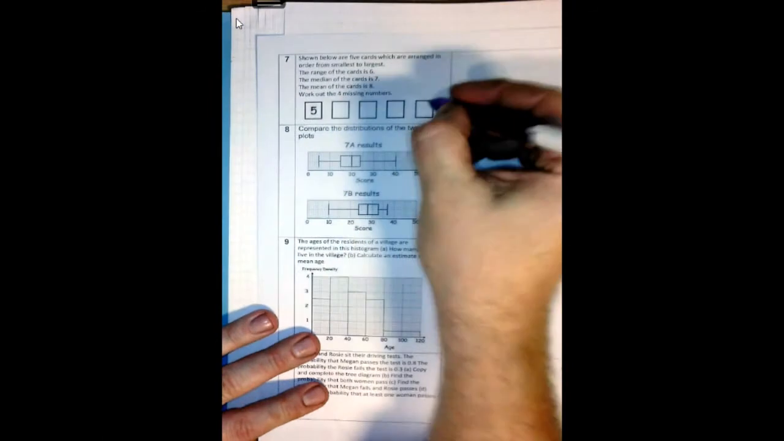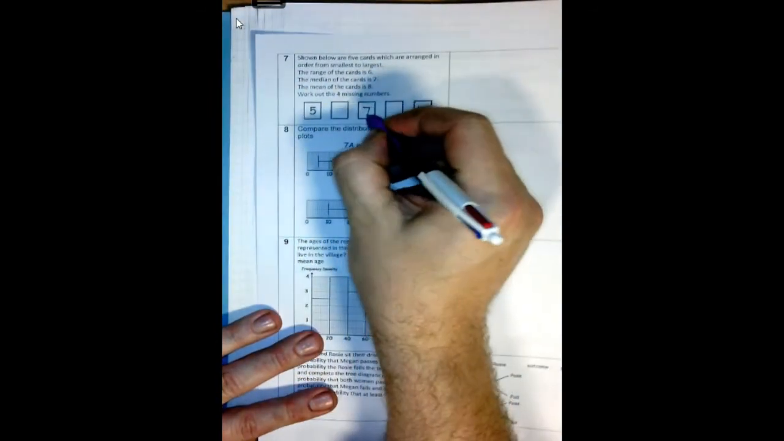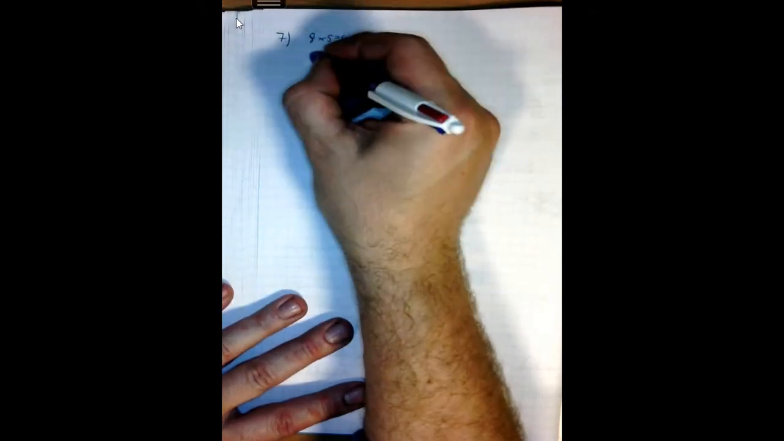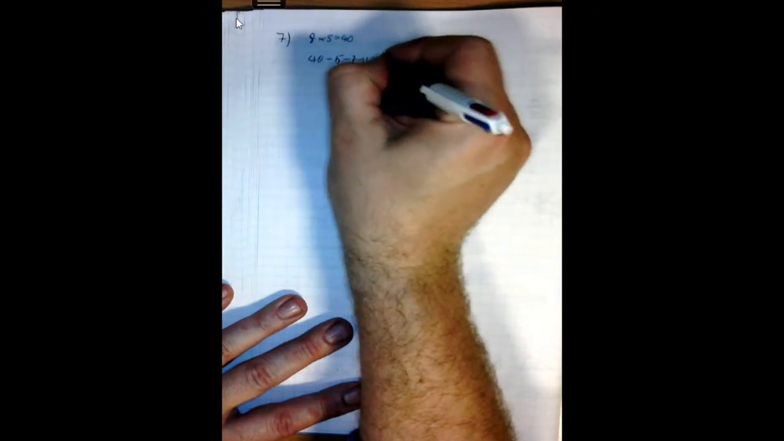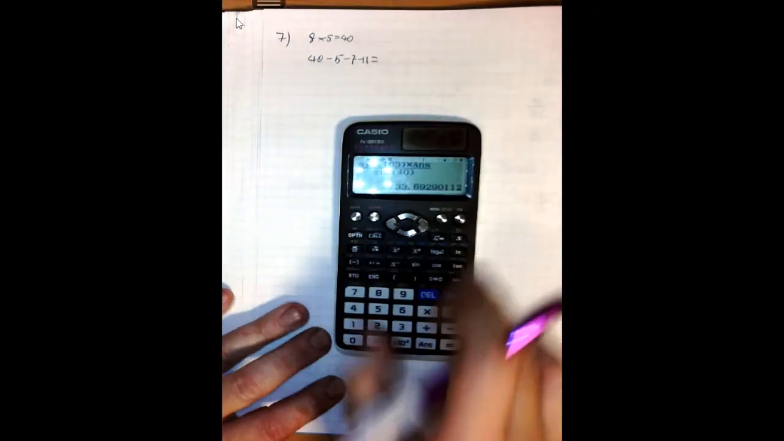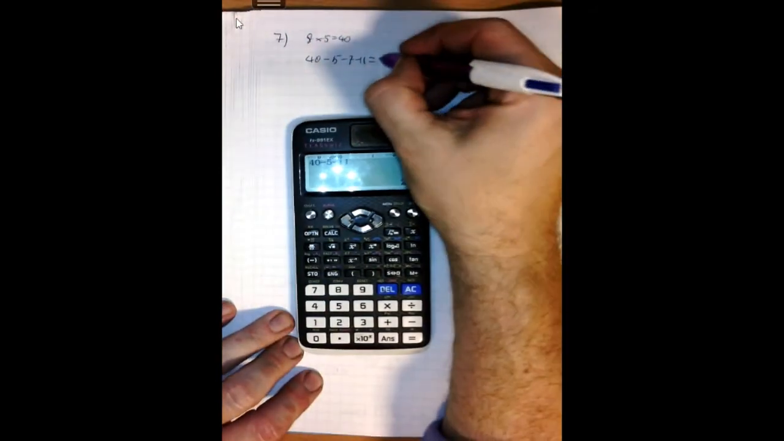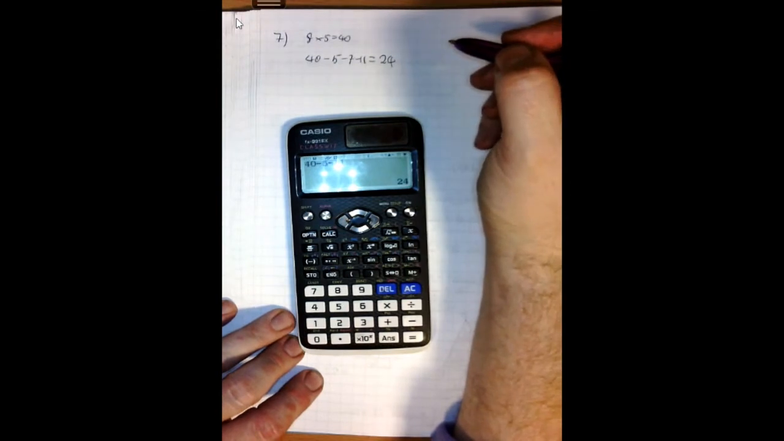Number 7. Right, well, the range of the cards is 6. That means 5 to the top must be a range of 6. The top must be 11. The median is 7. The mean is 8. So if the mean is 8, if I know the mean, I know the total. 8 lots of 5 is 40. 40, take away 5, take away 7, take away 11. Tells me what the last two add up to. 40 take away 5, take away 11 is 24.